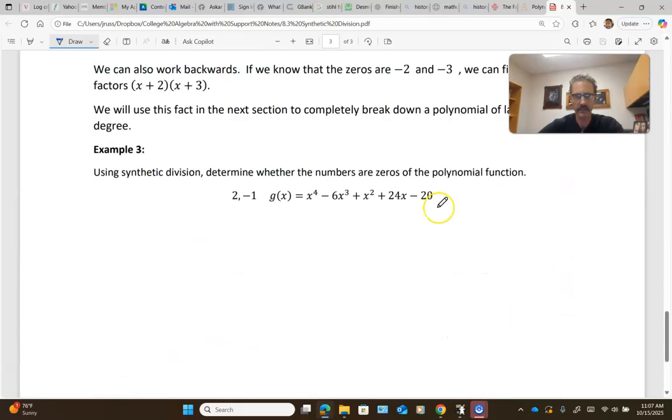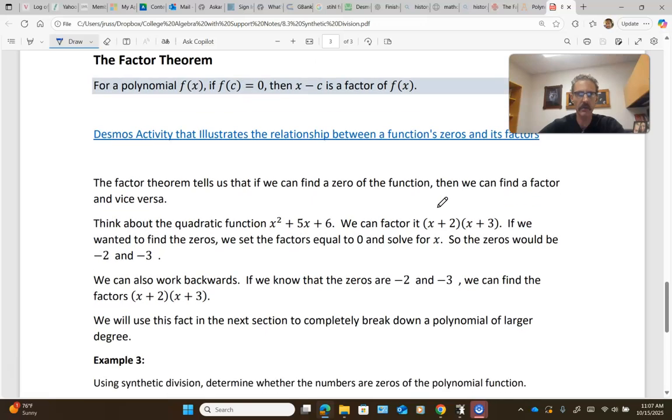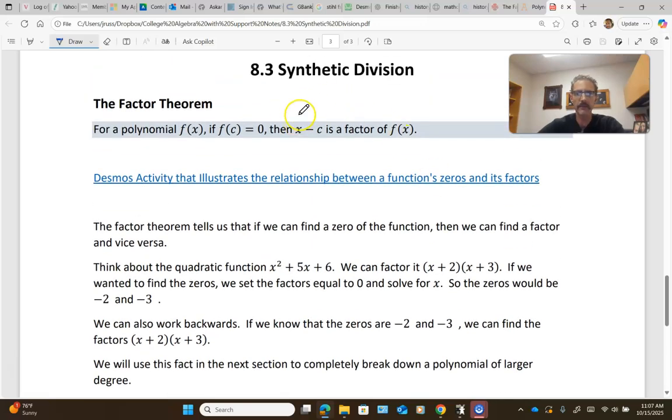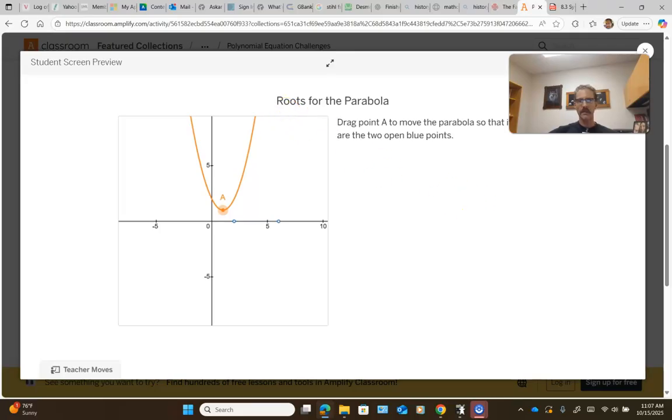Alright. I'm going to try to finish this up in just one video. Okay. I'm going to give you one last theorem, and it's called the factor theorem. This is a result I think you may already know intuitively, but I want to show you something here in Desmos. A little activity.